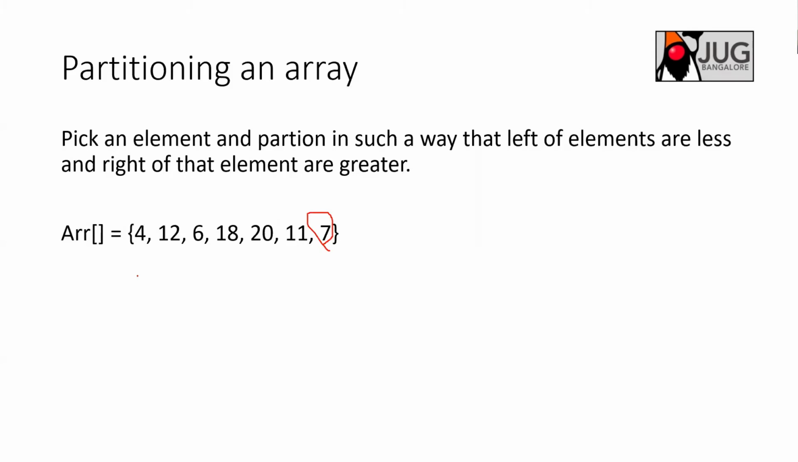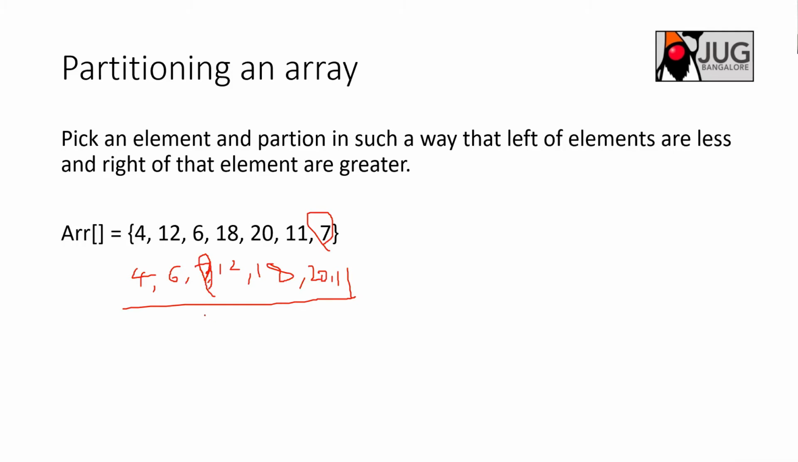So what you do basically, you place this 7 at the right place, in such a way that the elements on the left side are less than 7, and elements on the right side are greater than 7. So for example, finally you have 4, 6, and 7 will come and sit here, and then finally you have 12, 18, 20, 11. So this is what your final array means. After a partition, this will be your array, and 7 is at the right place here.